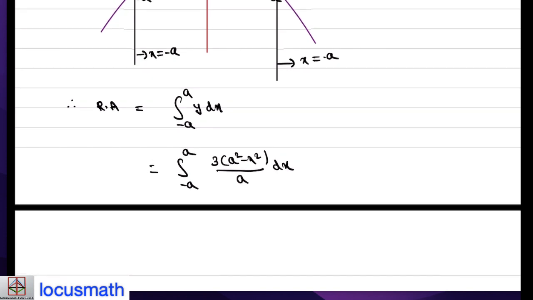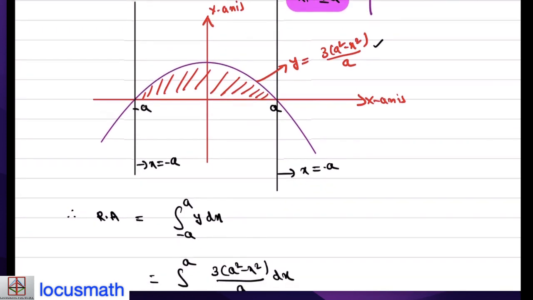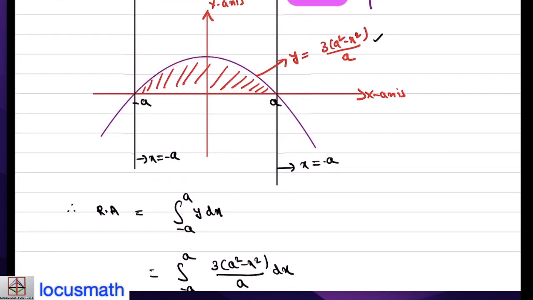Now if you observe this integrand, it's an even function again. If it is an even function, then the integral from minus a to a of f of x equals 2 times the integral from 0 to a of 3 times a squared minus x squared by a dx. Because if the function is even, it will be symmetrical about the y-axis, so the integral from minus a to a of f of x equals 2 times the integral from 0 to a of f of x dx.